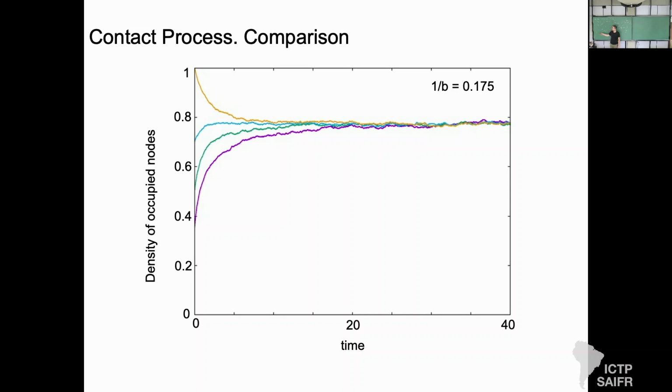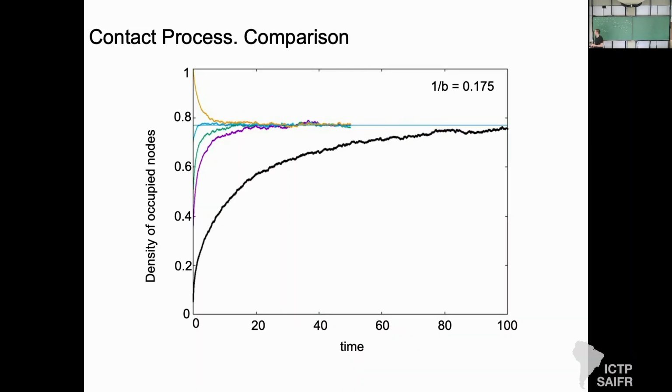In this case, they are not very strong because I'm taking 10,000 to be the size of my system. If your system is smaller, these fluctuations are bigger. And I can even go to very, very small densities, and you see that it takes longer, but at the end it goes to the same stationary state.